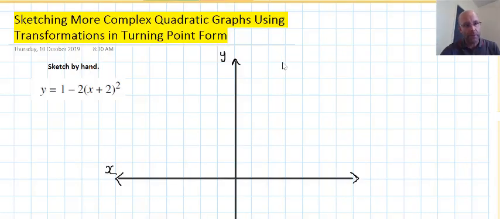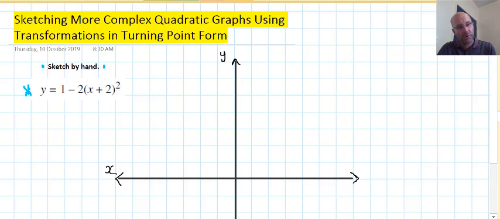In the video you're about to watch, we're going to be sketching the more complex quadratic graphs using transformations, and we're dealing with quadratics where the equation is in turning point form. So this video will in part rely on a worked example, and the worked example is: sketch by hand, so not using technology and just copying it down.